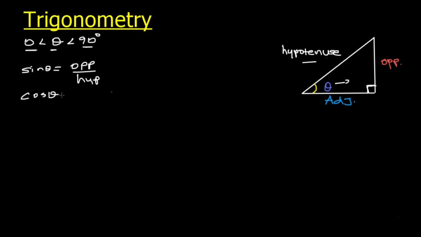We have cosine theta equals the length of the adjacent side. This is the side of the triangle that's adjacent to the angle theta. So this is the length. It is divided by the hypotenuse as well. And finally, we have tan theta, which is equal to the length of the opposite side divided by the adjacent side.